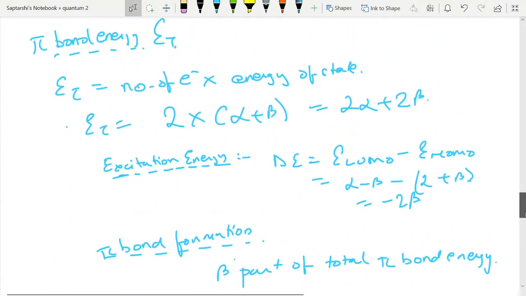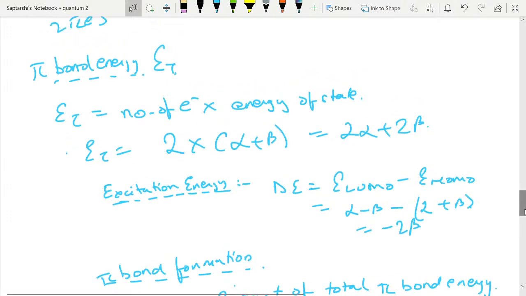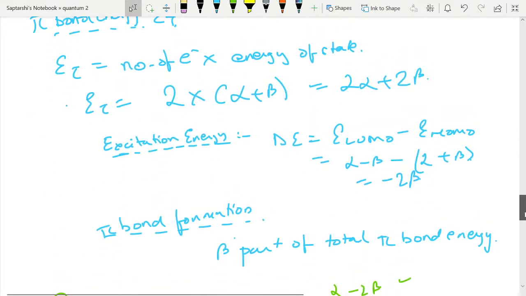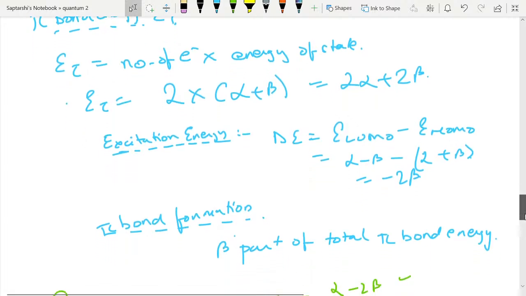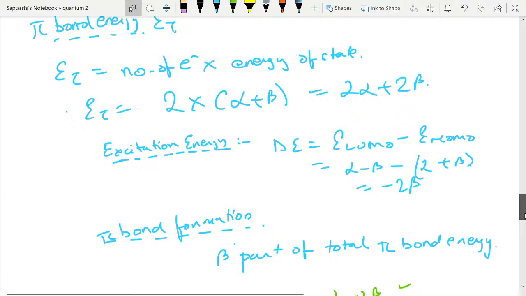In your ethylene molecule, we said there is a lower level which is alpha plus beta, and a higher level which is alpha minus beta. For your cyclobutadiene, can you remember it? Try to remember it, like I'm trying to remember instead of looking at it, because we have to remember all these things. There are actually two ways of doing it.